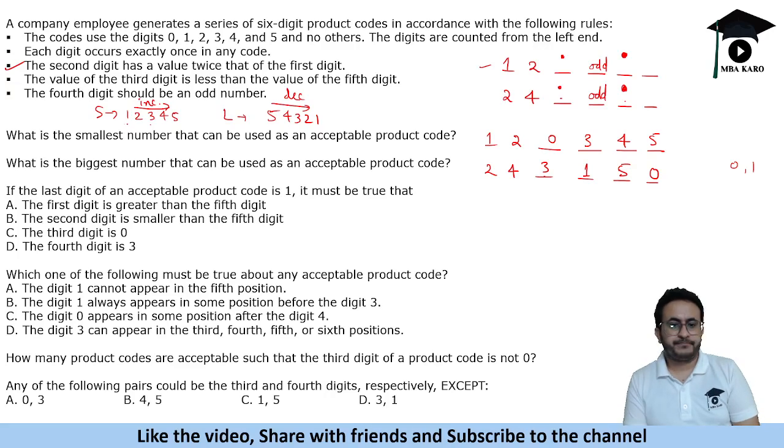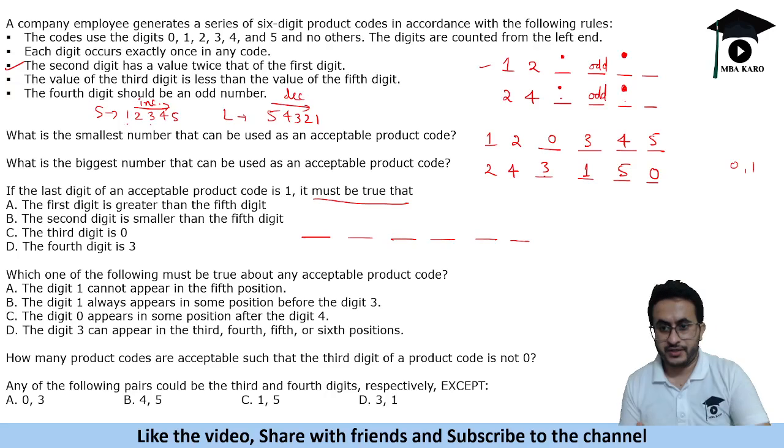Now we are given some condition. If the last digit of an acceptable product code is 1, then which of the following should be true? This is a set which requires you to focus on individual questions rather than solving a group question. So you need to check each question separately.